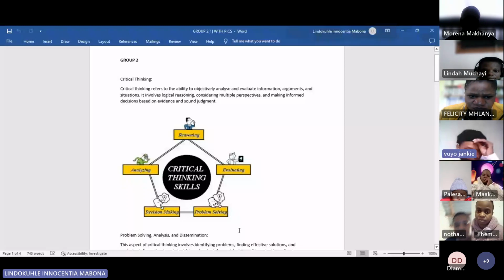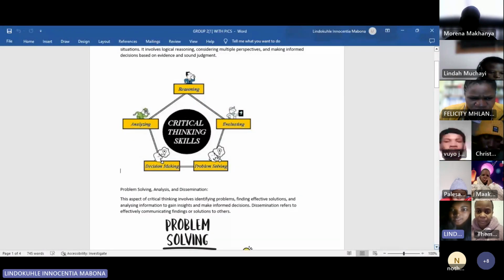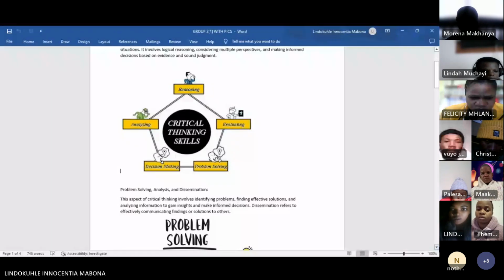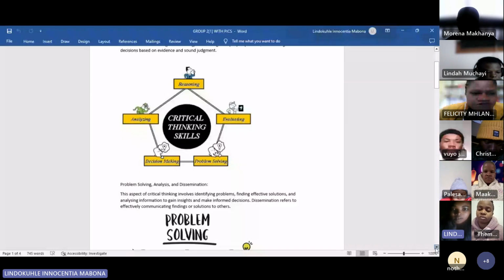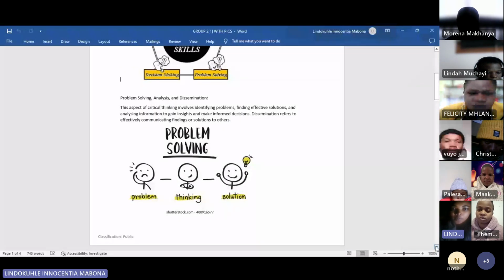I'll be dwelling on problem solving, analyzing, and dissemination. This aspect of critical thinking involves identifying problems, finding effective solutions, and analyzing information to gain insights and make informed decisions. Dissemination refers to effectively communicating findings or solutions to others. Below is a diagram simplifying problem solving.